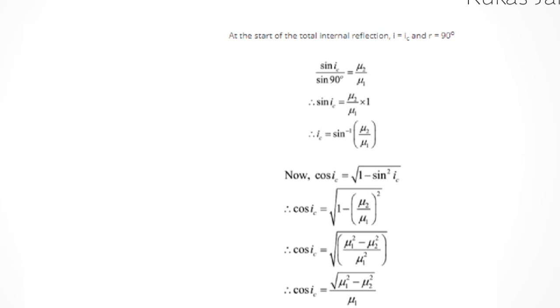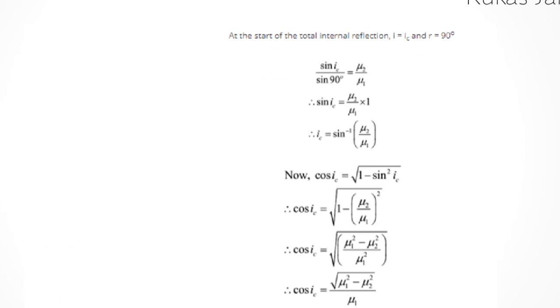At the start of total internal reflection, i is equal to iC and r is equal to 90 degrees. Now using these values in Snell's law, we get sin iC upon sin 90 is equal to mu2 upon mu1. Solving it, we get sin iC is equal to mu2 upon mu1 into 1. From this we get the value of iC, which is equal to sin inverse of mu2 upon mu1.